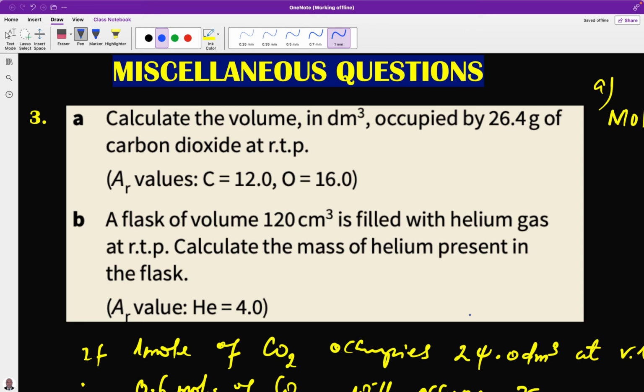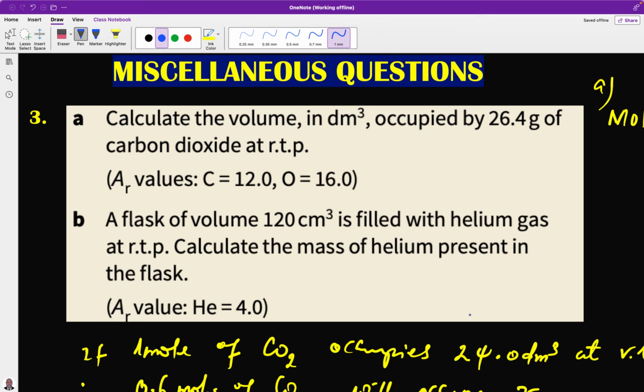Remember, when you enter an examination room and you are asked to calculate a particular volume and the condition is room temperature and pressure, please use the molar gas volume. This is the volume occupied by 1 mole of a gas at room temperature. 1 mole of a gas will occupy 24.0 dm cube at room temperature. So now that carbon dioxide has been given, only the mass was given.